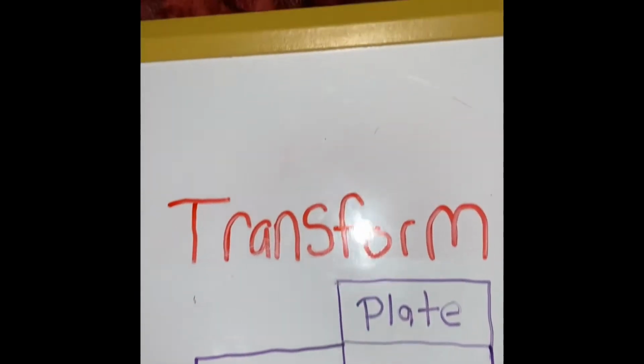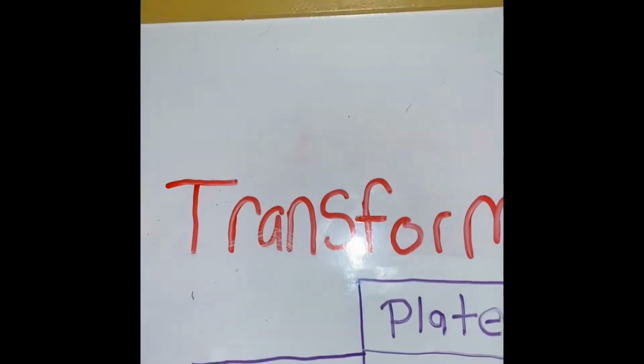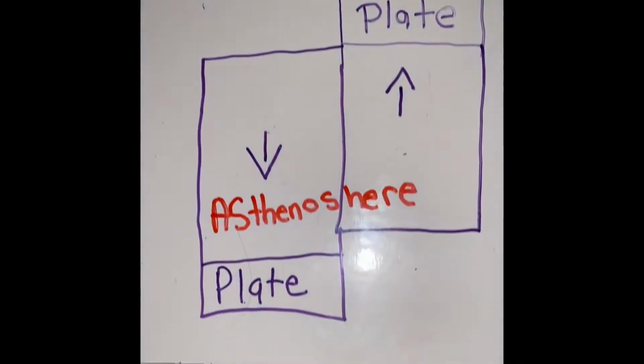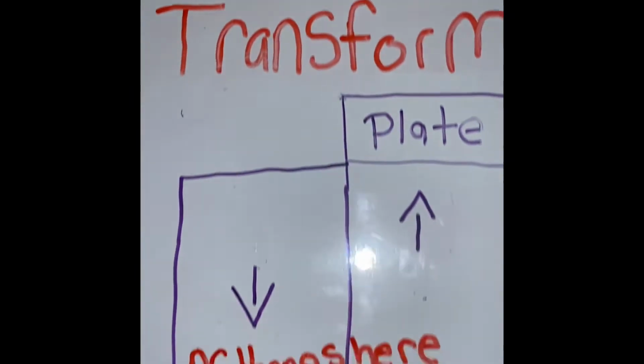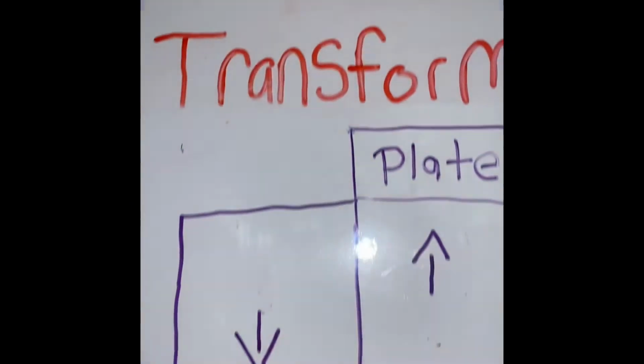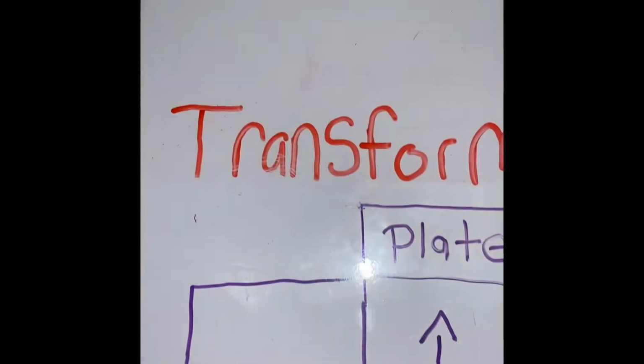So this is a transform plate, and these plates are sliding past each other in a strike-slip motion. And these plates are also known as doing a shearing motion.